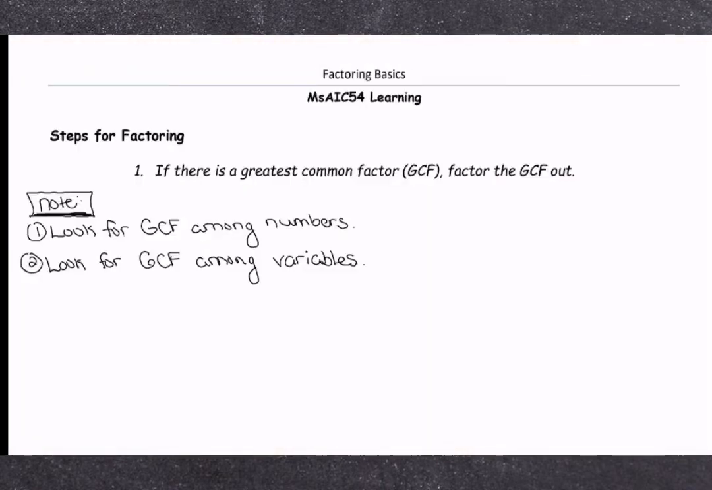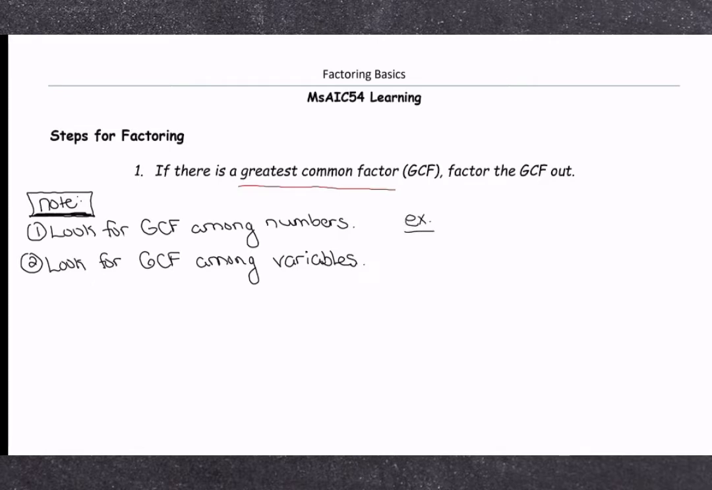Okay, first step in factoring is to look for a greatest common factor. You're looking for the greatest common factor. And I made 2 notes here. First you want to look for a GCF among the numbers, and then you want to look for a GCF among the variables, the letters. If you break this down one at a time and not look at it as a whole, then it makes it a little easier.